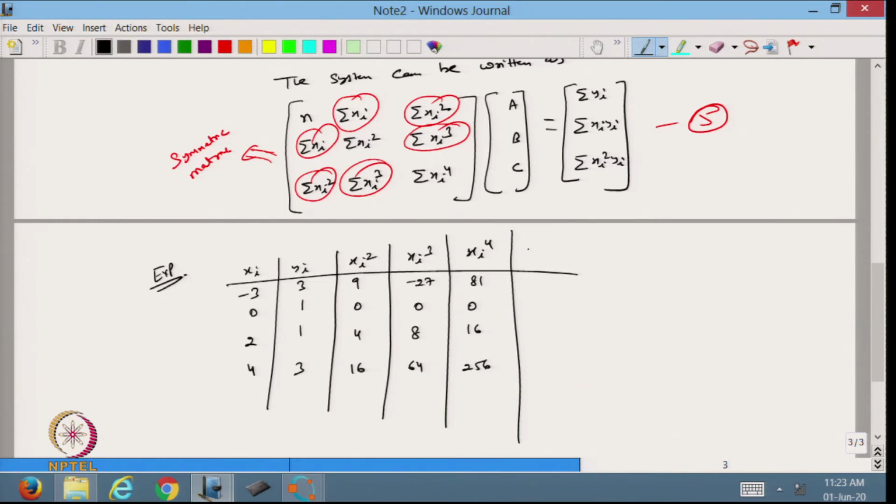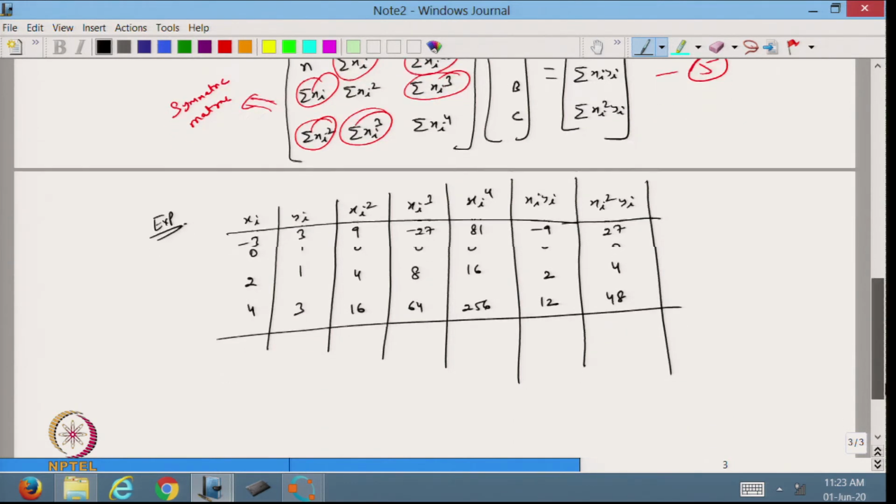On the right hand side I need xi yi and xi square yi. So, xi yi will be just multiplying xi. So, it will be minus 9, 0, 2 and 12, and xi square into yi. So, it will be 27, 0, 4 and 48.